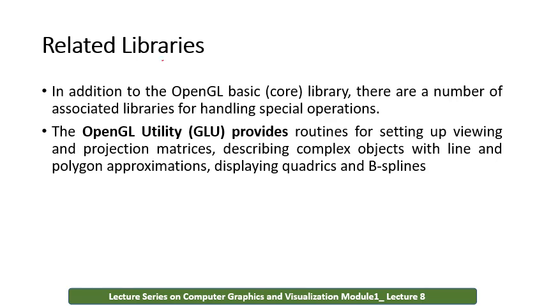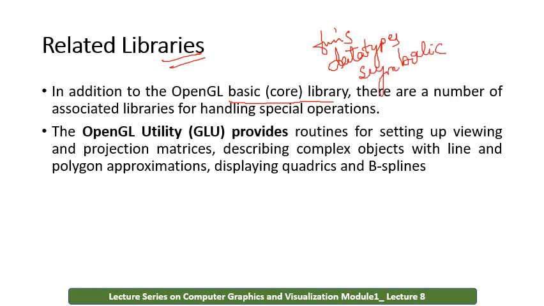Now let us understand what other libraries are supported with OpenGL. In addition to the OpenGL basic core library, where we have studied some functions, some data types, and some symbolic constants, there are a number of associated libraries for specific or special operations.